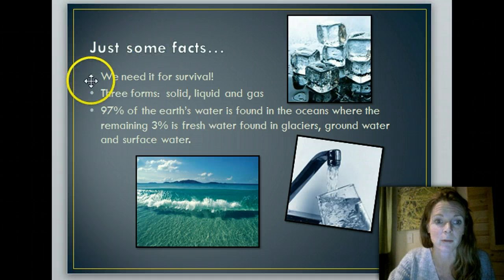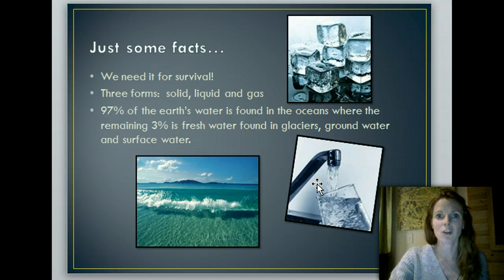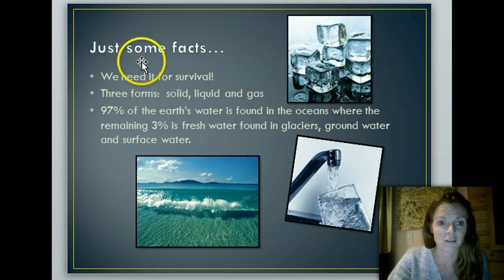It's for survival. Okay, water also comes in 3 forms, the states of matter: solid, liquid, and gas. We know, the solid form being ice, the liquid form being the water that we drink, and the gas form is water vapor or steam, okay, that we sometimes see. So that's kind of not really interesting, but just one of the little tidbits of water.